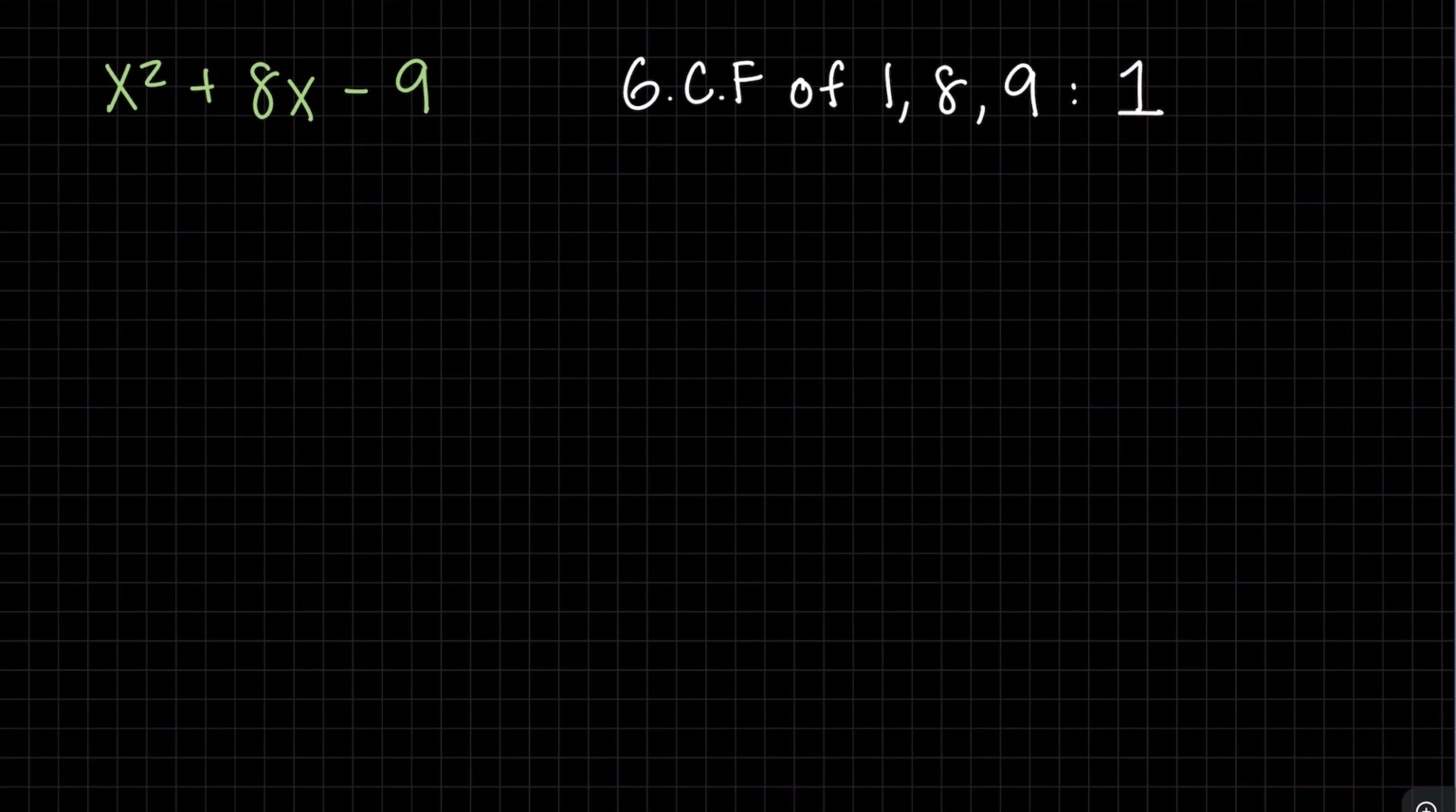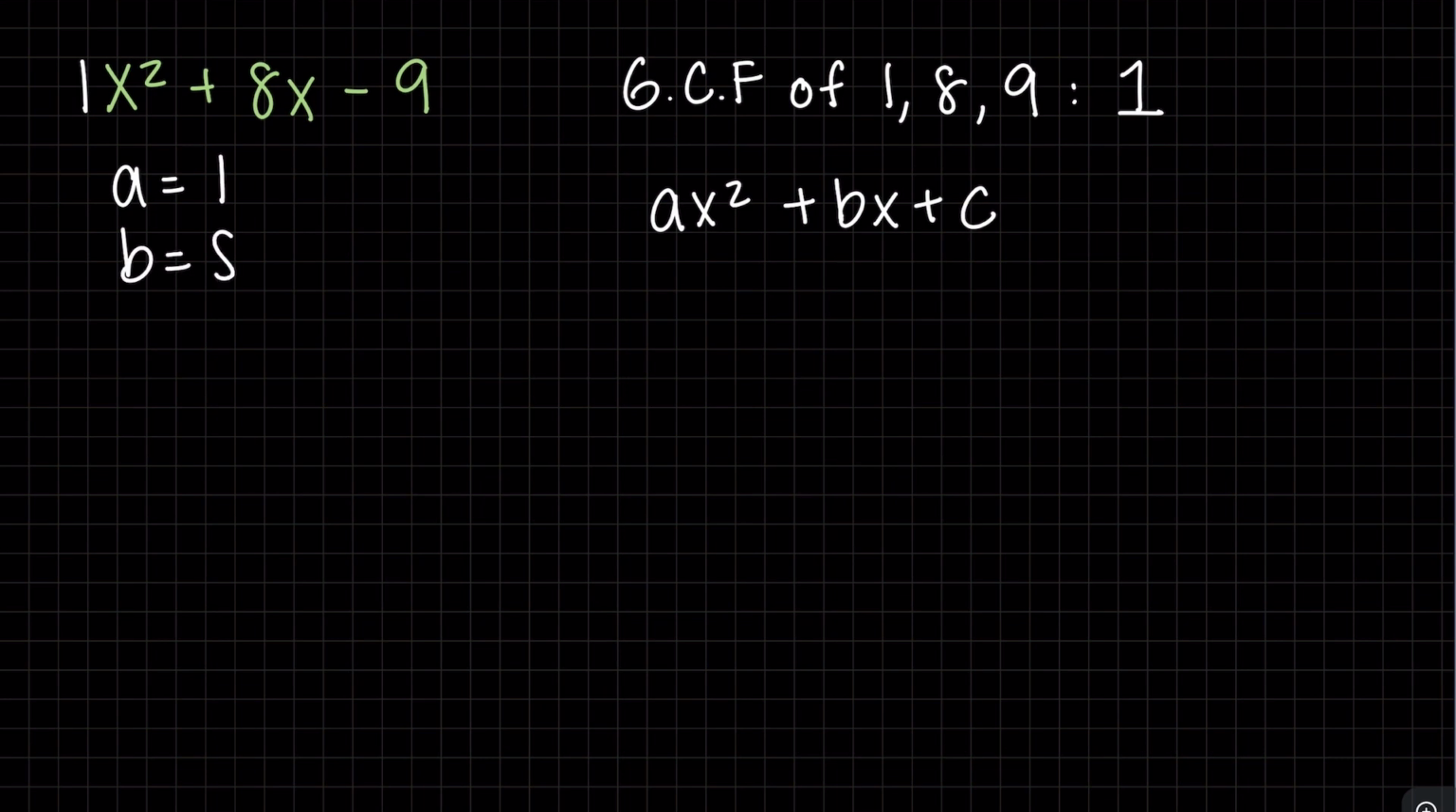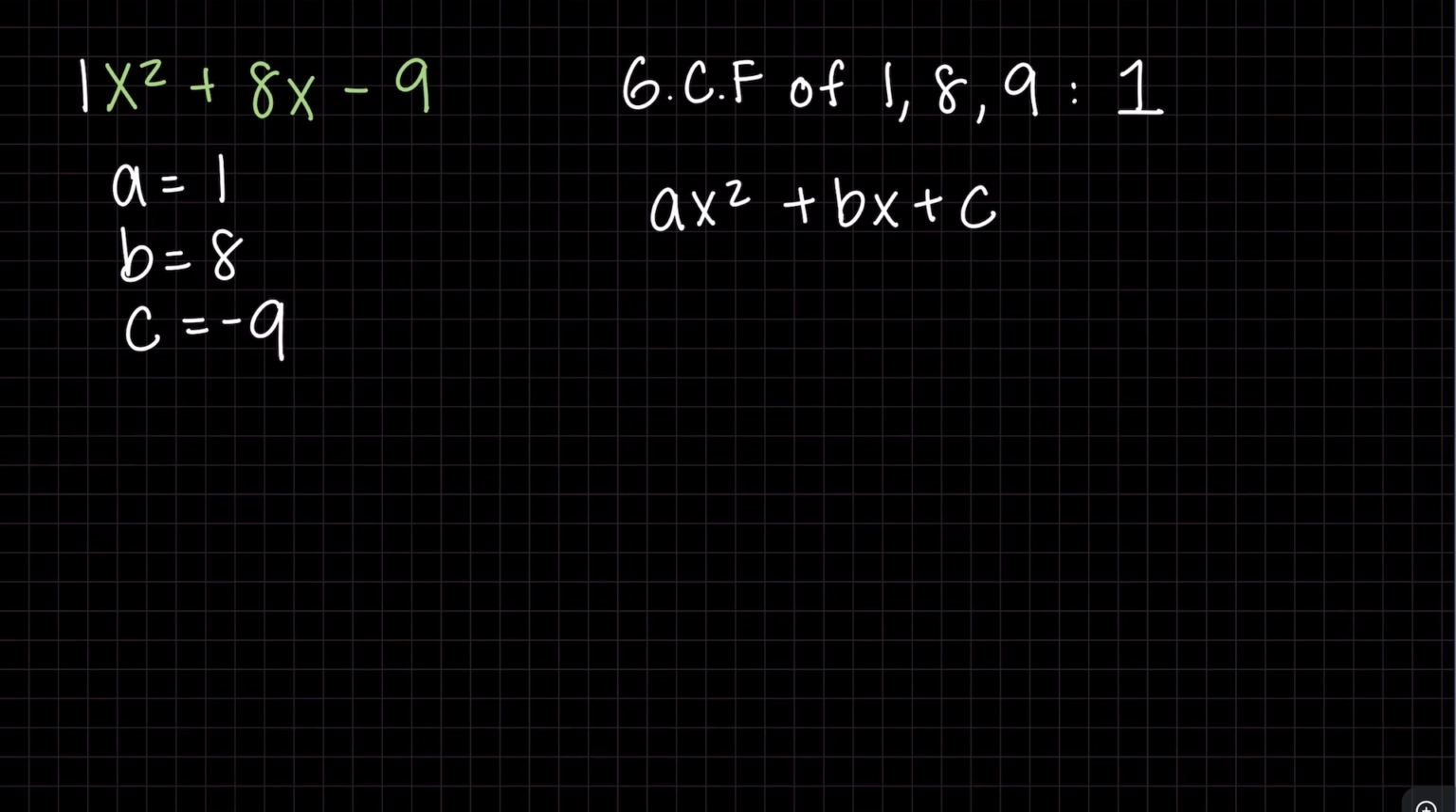But notice that this equation here is in the form ax squared plus bx plus c. Now this is going to be useful for us. We know that a in this equation is 1, b in this equation is 8, and c in this equation is negative 9. So what I'm going to do is multiply a and c together. So in this case, it would be 1 times negative 9, which is just negative 9. And then I'm going to take my b, which is 8.